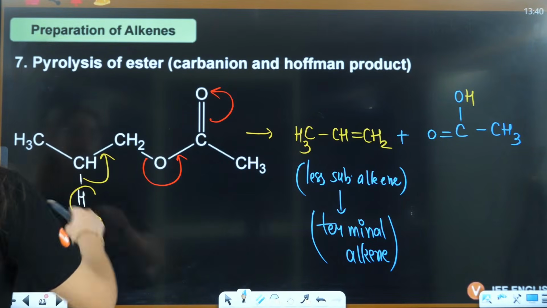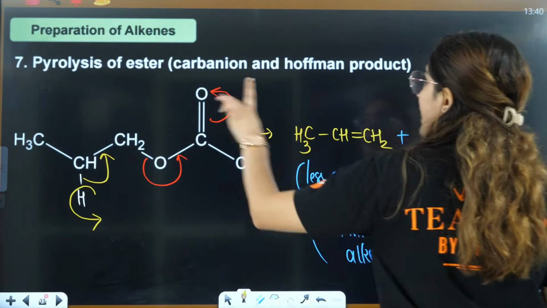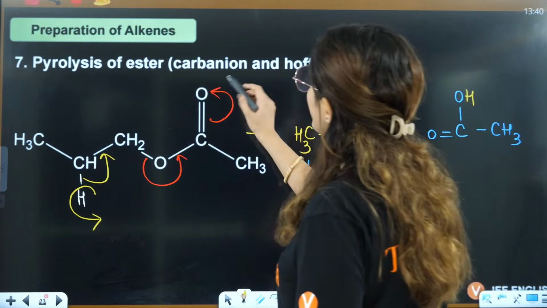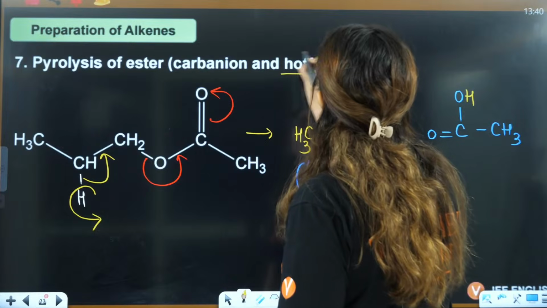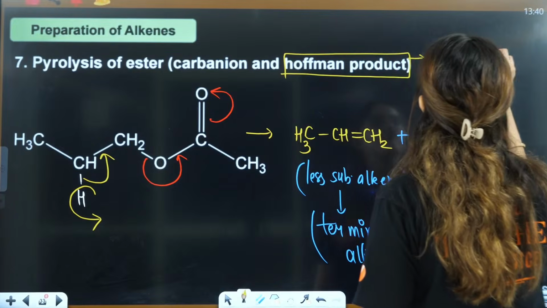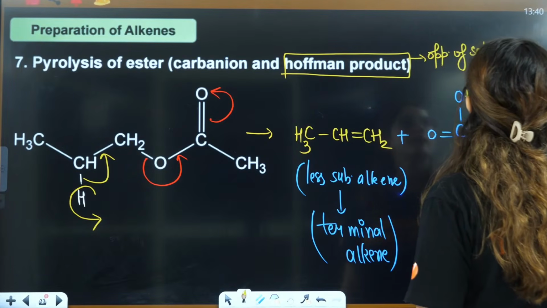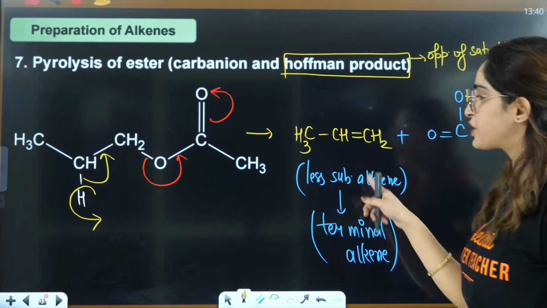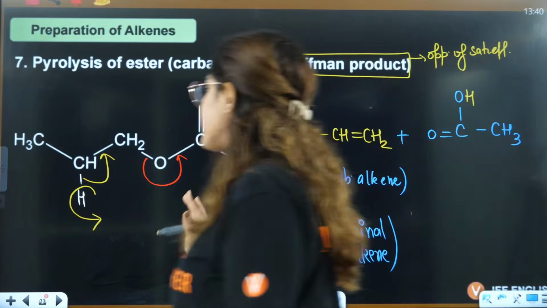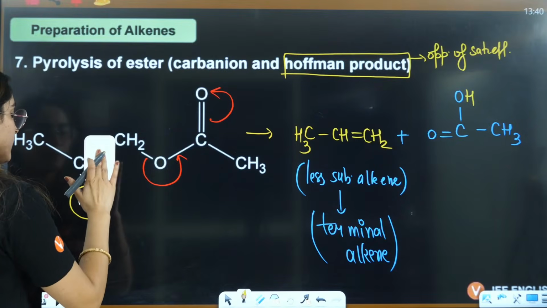Tell me, is that clear how this works? Is that clear how pyrolysis means breaking of the bond? And here, what do you mean by Hofmann product? Hofmann product is the opposite of Saytzeff. In Saytzeff, you have the more substituted alkene. In this case, you have the less substituted alkene. And you know what will happen here?